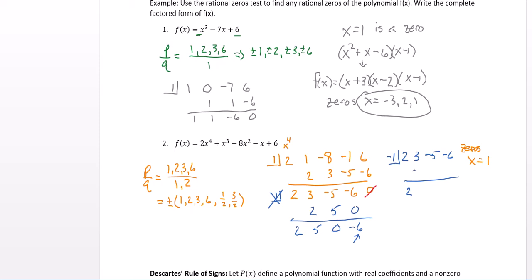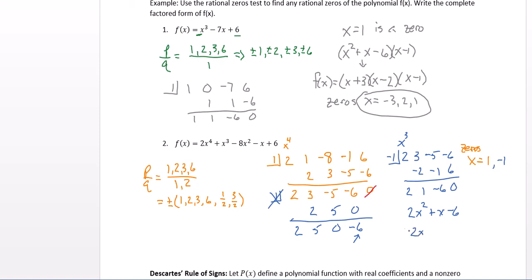Drop the 2, multiply by the -1 to go up and over, add straight down, multiply to go up and over, add straight down, multiply to go up and over, add straight down. Oh, look at that. -1 is also a 0. This was an x cubed, so this is x squared. I can now factor 2x squared plus x minus 6.